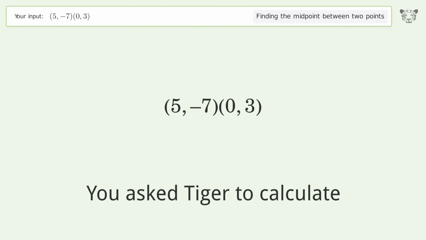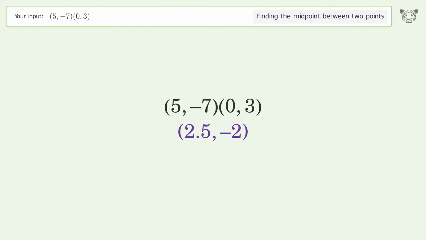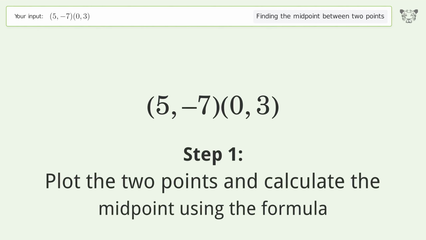You ask Tiger to calculate. This deals with finding the midpoint between 2 points. The midpoint between the 2 points is 2.5, -2. Let's solve it step by step. Plot the 2 points and calculate the midpoint using the formula.